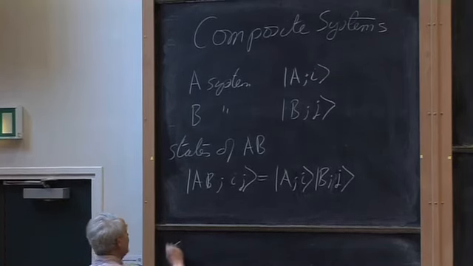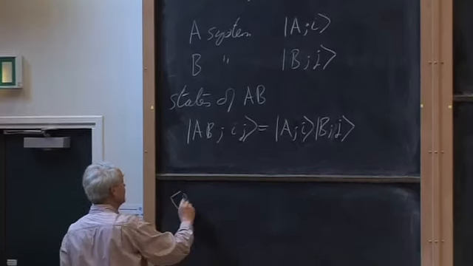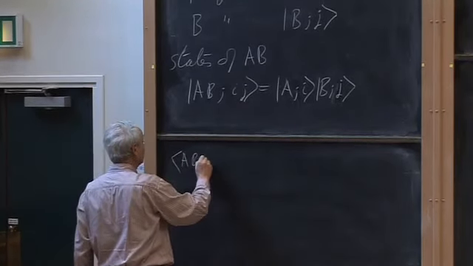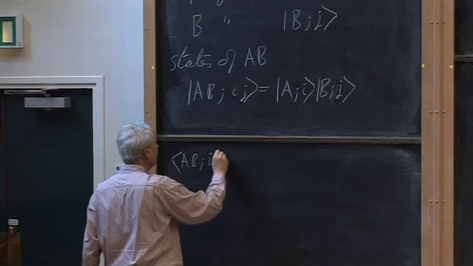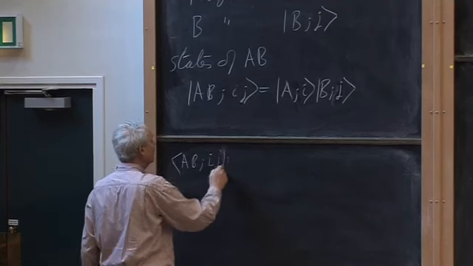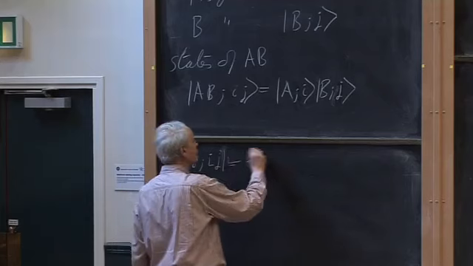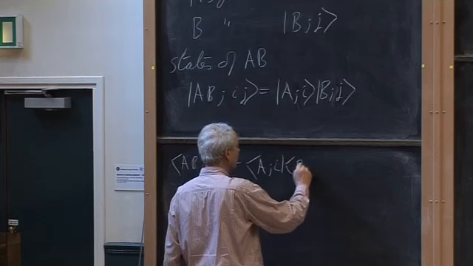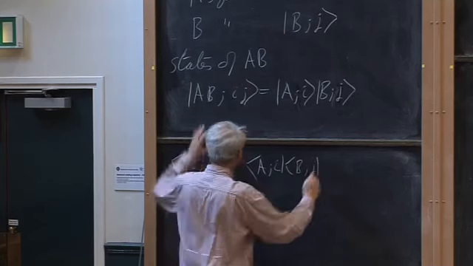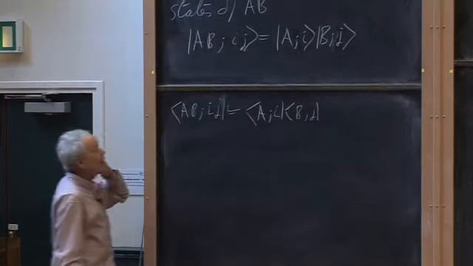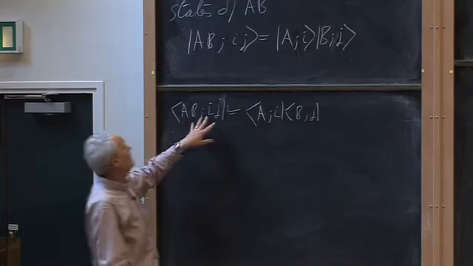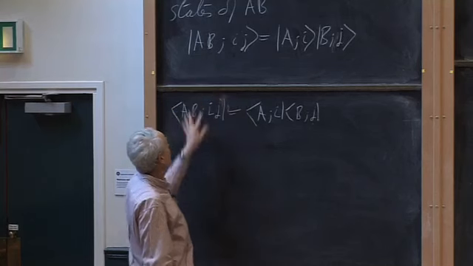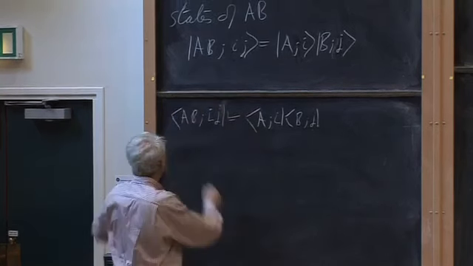Then we can have the bras. There must be associated bras. Since this is a state of a system, it has a bra, which is equal to, of course, the logical product of the bras. And we give meaning to this thing by explaining what happens when this goes onto this. So when this goes onto this, we should get a complex number.